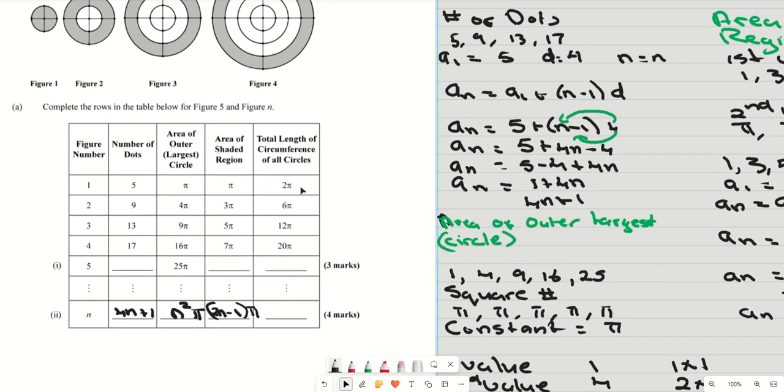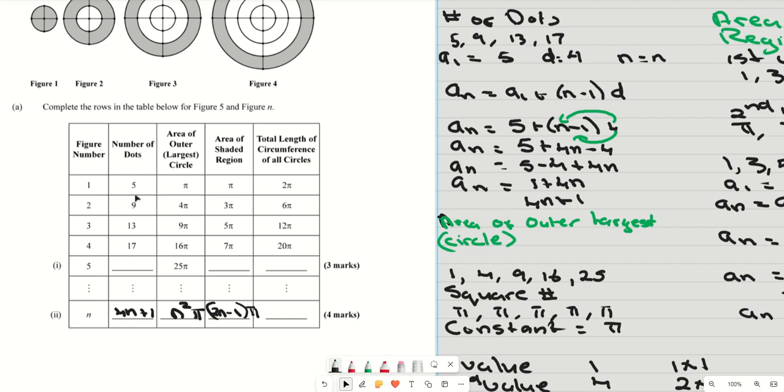Then we're going to look at 2, 6, 12, and 20. Now, again, we need to see if it's an arithmetic sequence, right? Difference between 2 and 6 is 4. Difference between 6 and 12, what is the difference? It is 6. Difference between 12 and 20 is 8. So we can clearly see there's not a common difference, so we cannot use this formula here, right?